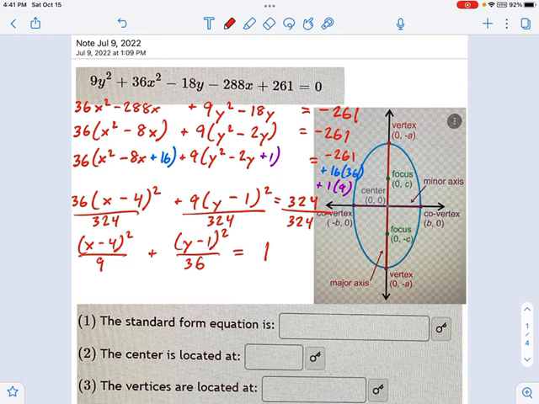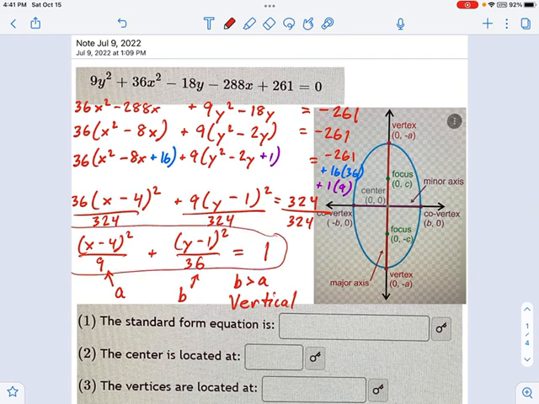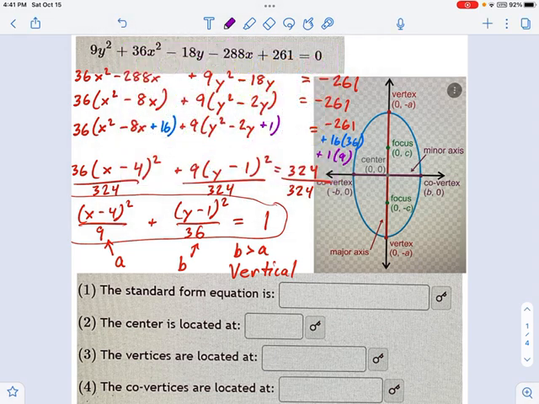Notice that the y number, which we call b, is greater than the x number, which we call a. Okay? Now, when b is greater than a, that means it is a vertical ellipse. You see, that's why I chose the vertical ellipse diagram for this particular problem. The standard form equation, we already talked about that. That's this guy. The center is located according to those h values and the k values that you see inside the standard form. And remember, these are flipped because we're talking about shifts. So that's going to be x equals 4 and y equals 1.